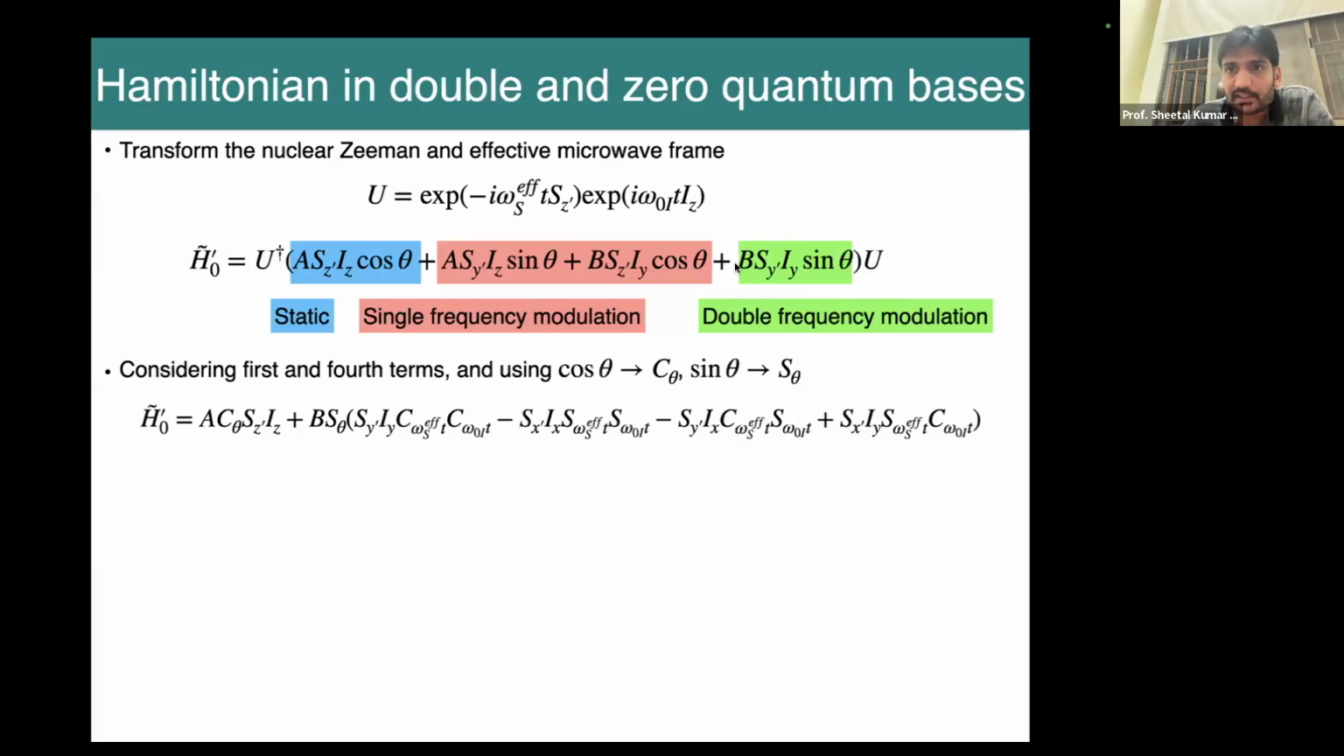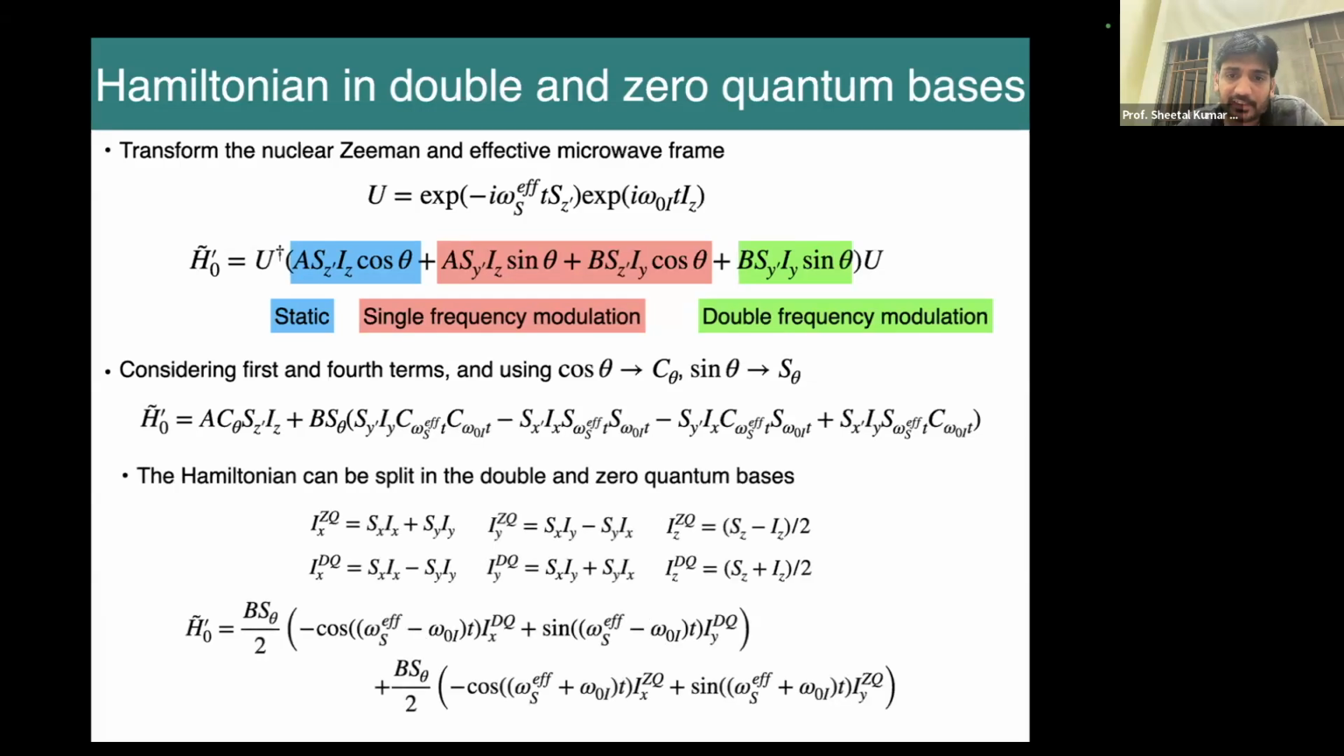Okay, so when we apply this transformation, we get this form here, and we are using cos theta. C theta represents cos theta, and sin theta is represented by s theta here. So it becomes like this. Here we can already notice that this is like cos omega s and cos omega naught I t. Both are there. So if we rearrange them, and just recall, these were our double quantum and zero quantum basis set. If we rearrange them, this turns out to be a very nice form.